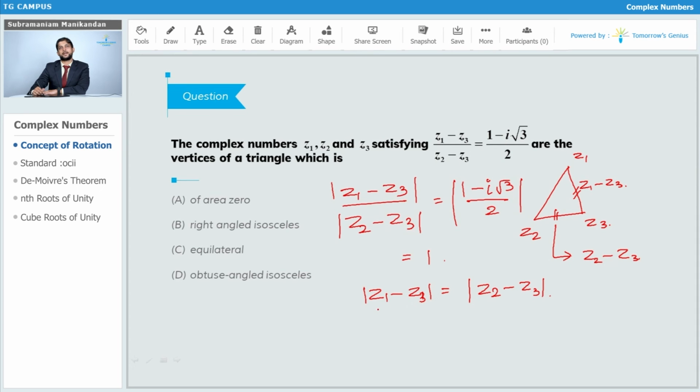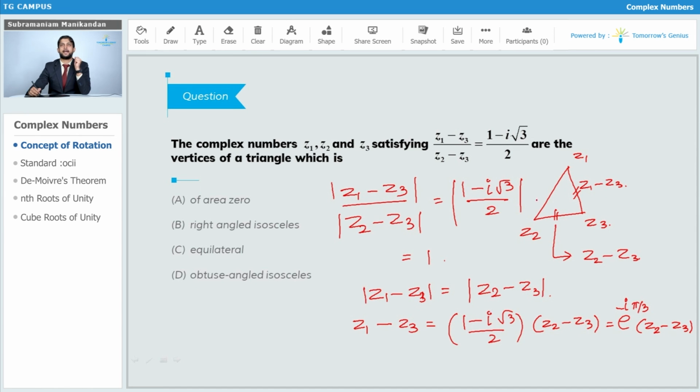Moreover, I get z1 minus z3 is equal to (1 minus i root 3) by 2 times z2 minus z3. What is that equal to? e to the power of minus i pi by 3, right? Because 1 by 2 is cos pi by 3, and i into root 3 by 2 is i sin pi by 3. So therefore, we get this into z2 minus z3, which means that the angle between these two sides of this triangle is pi by 3.